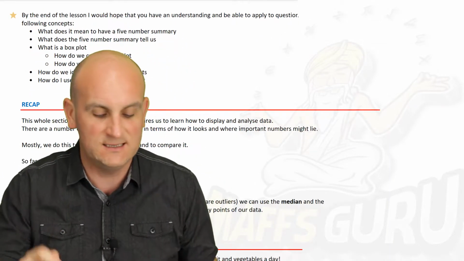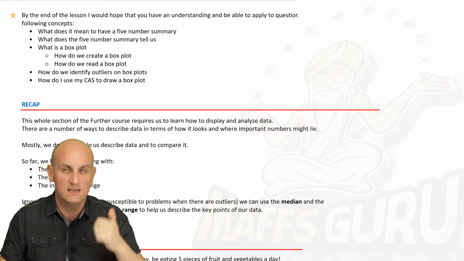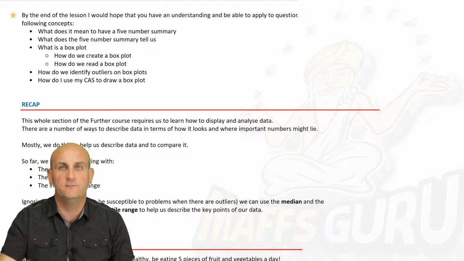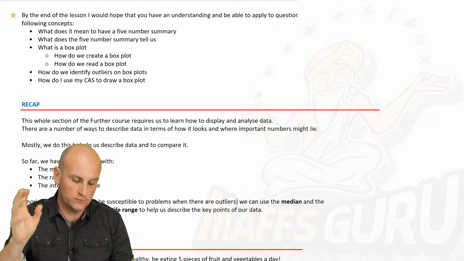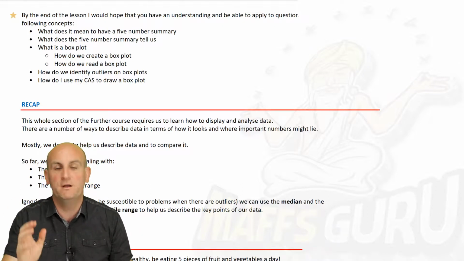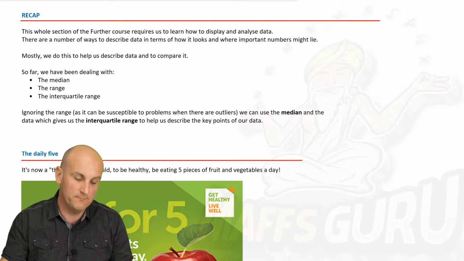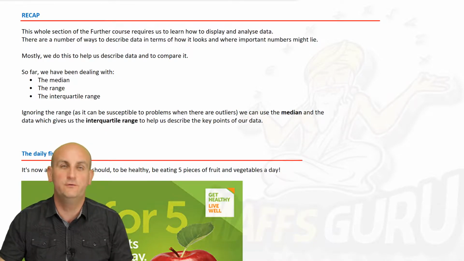Now, as I say, by the end of this lesson, you're going to know what the 5-number summary is, what it tells us, what a box plot is, and how to use this 5-number summary to create a box plot, or to use the box plot to create or read off our 5-number summary. And most importantly, you're going to know how to use a CAS. Remember, this course is Australian, but valuable for all over the world. And over here in Australia, you're allowed to use technology to help you do this stuff.